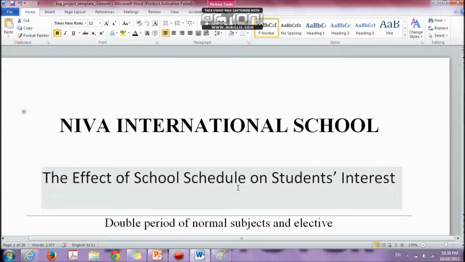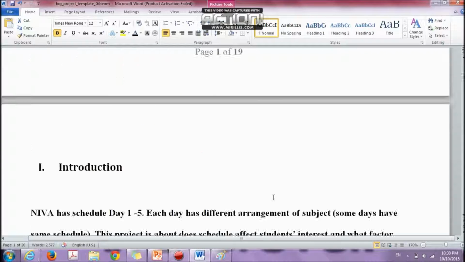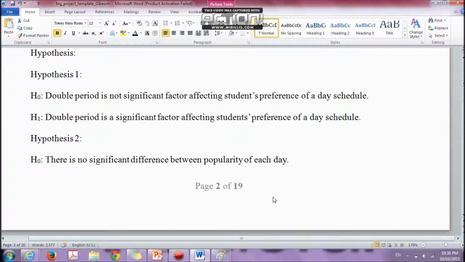There is a big project titled The Effect of School Schedule on Students' Interest. The goal of this project was to know whether the schedule affects students' interest. My null hypothesis was that double period is not a significant factor affecting students' preference of a day schedule, and there is no significant difference between the popularity of each day. My alternative hypothesis was that double period is a significant factor affecting students' preference of a day schedule, and there is a significant difference between the popularity of each day.